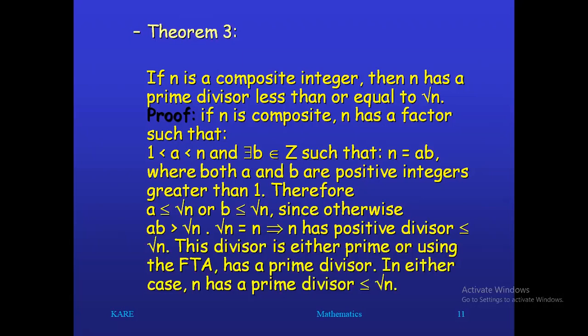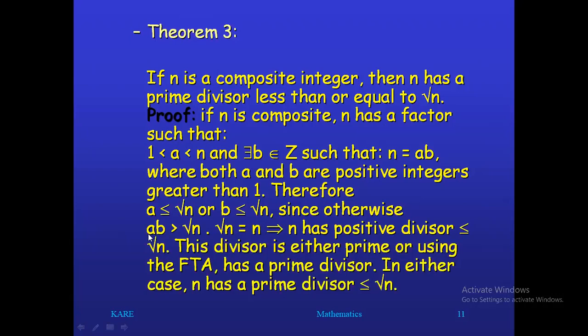How nicely they have given the proof here. Fantastic proof they have given here. If you just have a glance, you can understand it by yourself. a less than or equal to root n, or b less than or equal to root n. Otherwise, what will happen?